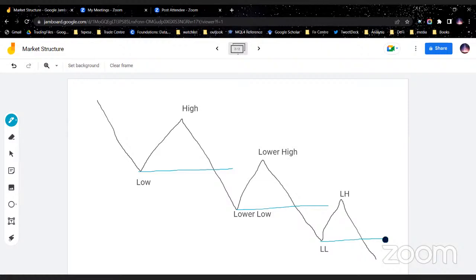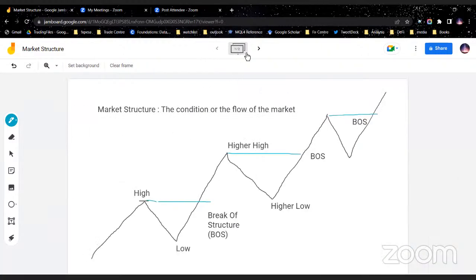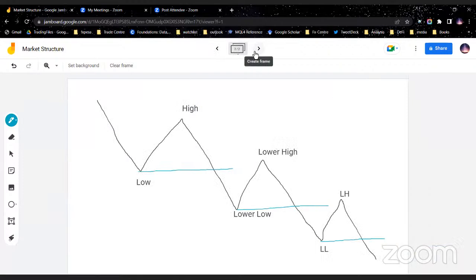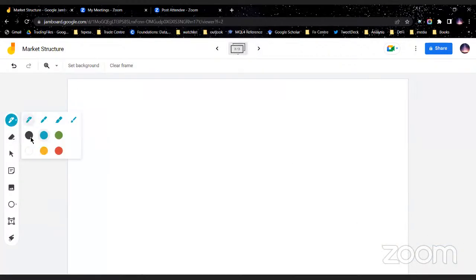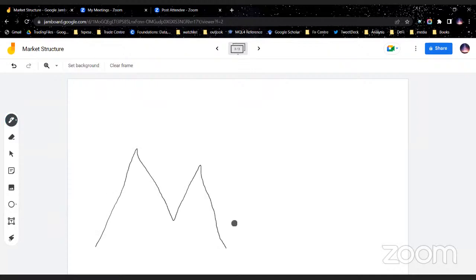Okay, so ideally, when you're looking at a chart, you either see this or you see this. And if it's not any of the two, then chances are it's something like this: equal highs, equal lows.